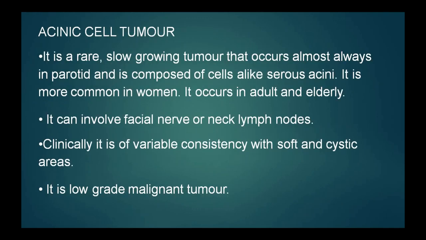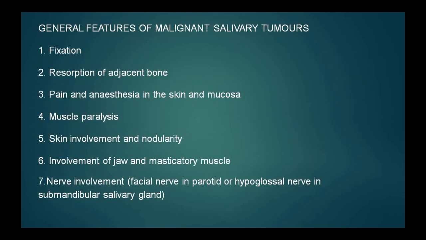Now coming to acinic cell tumor. It is a rare, slow-growing tumor that occurs almost always in the parotid and is composed of cells like serous acini. It is more common in women and occurs in adults and the elderly. It can involve the facial nerve or neck lymph nodes. Clinically, it is of variable consistency with soft and cystic areas. It is a low-grade malignant tumor.